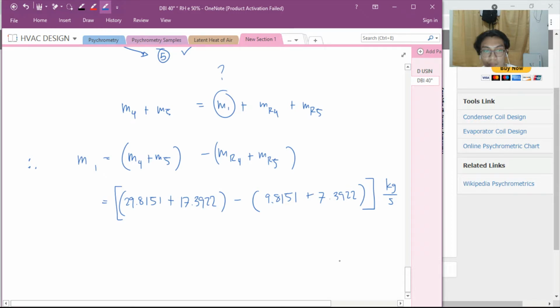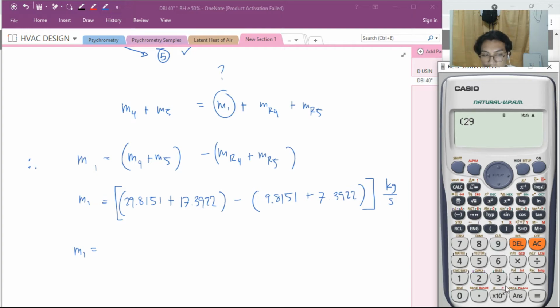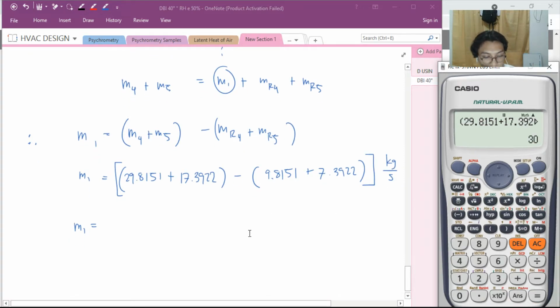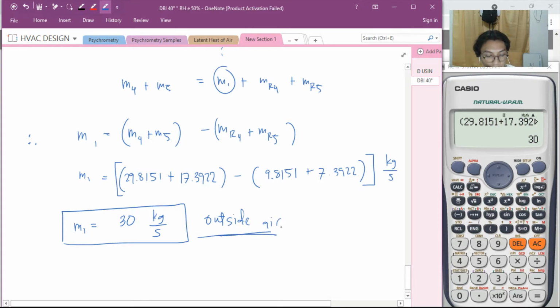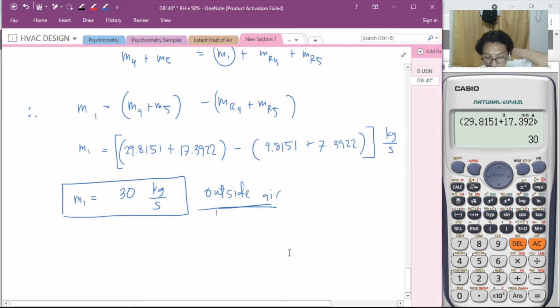M1. So, M1 is equal to 29.8151 plus 17.3922 minus 9.8151 plus 7.3922. The answer is 30 kilogram in every second. That is the air introduced coming from outside air. Outside air yan.